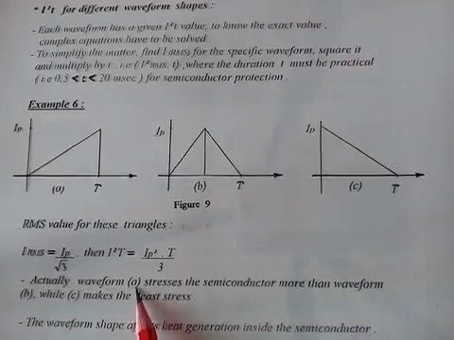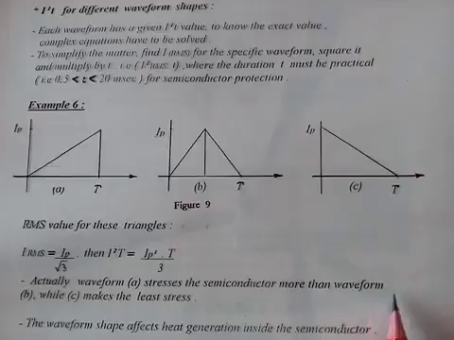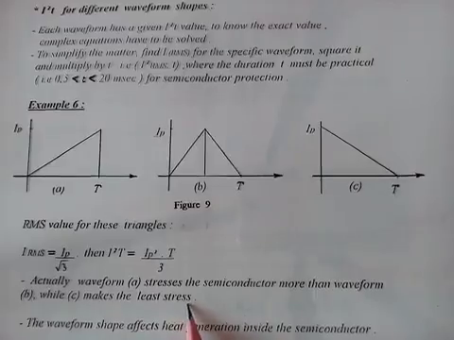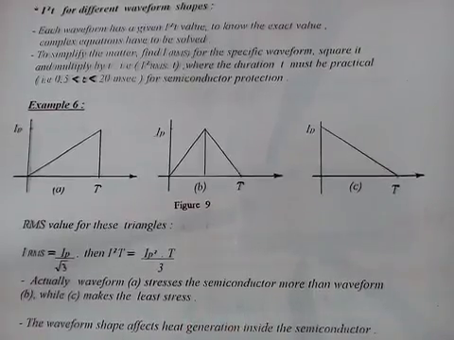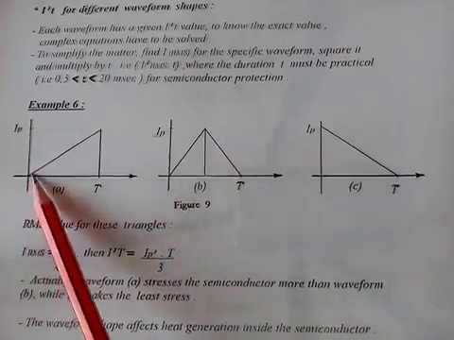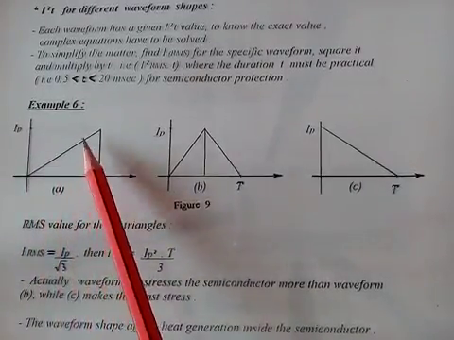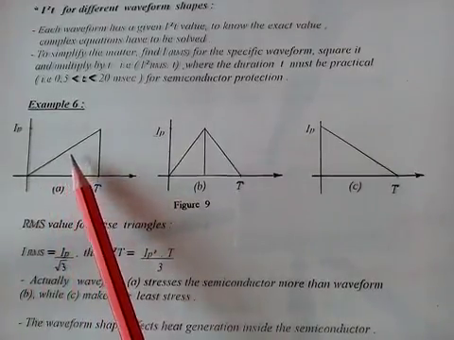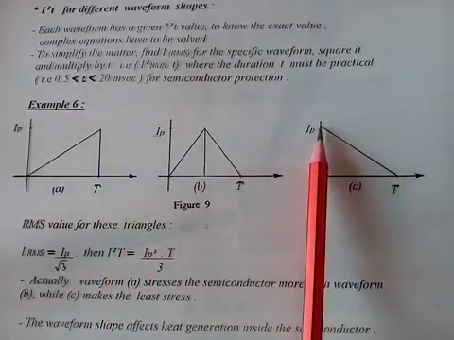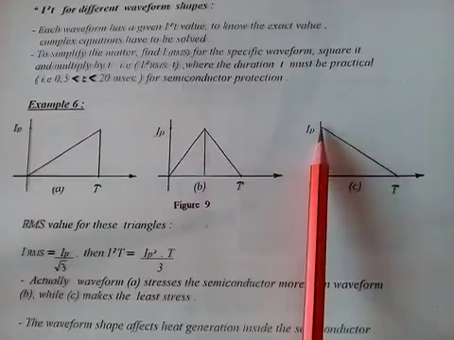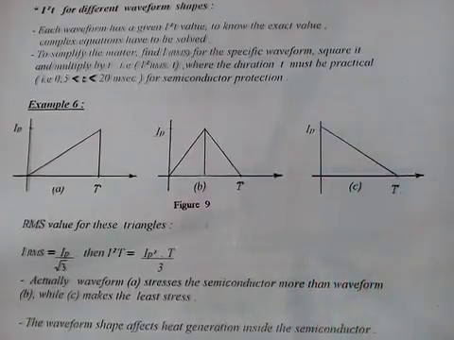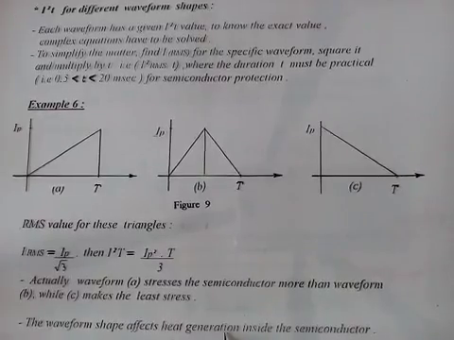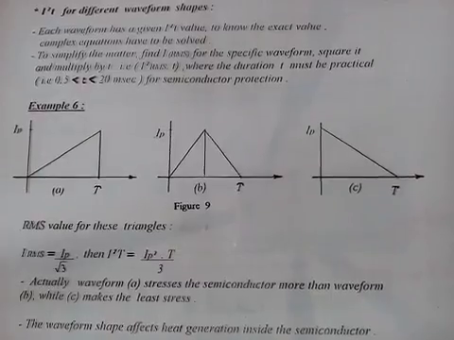Actually, waveform A stresses the semiconductor more than waveform B, while C makes the least stress. So when you start building up heat in the device, that warms up the device far more than applying the maximum peak and then decreasing it gradually. The waveform shape affects heat generation inside the semiconductor. That's the idea.